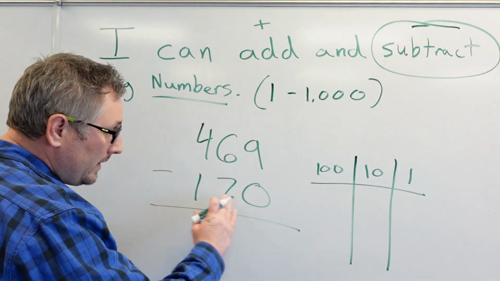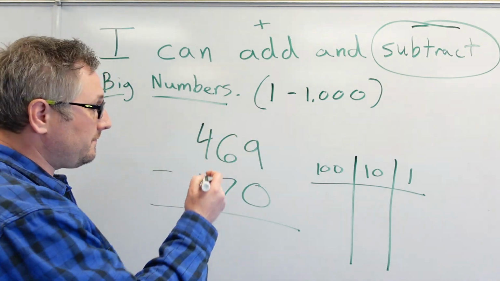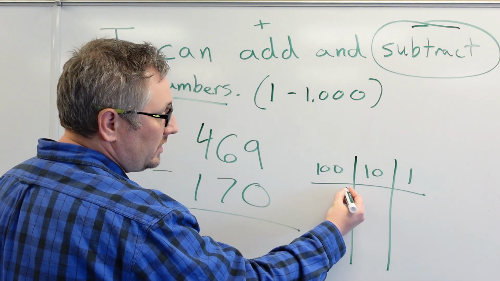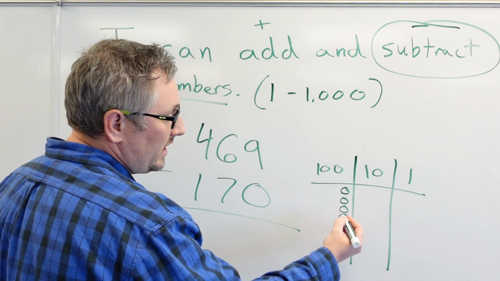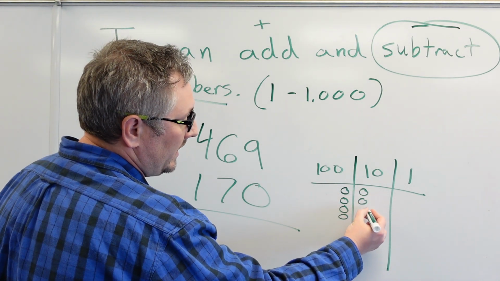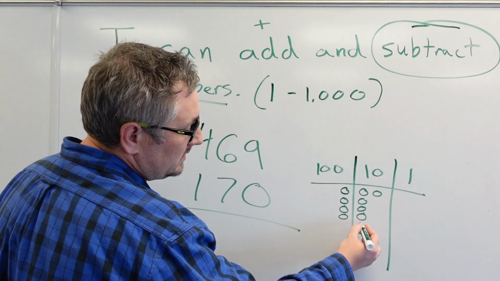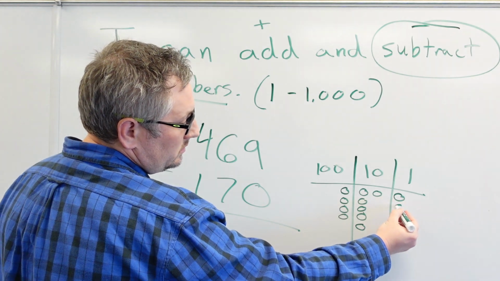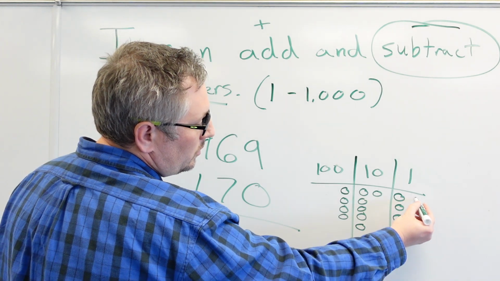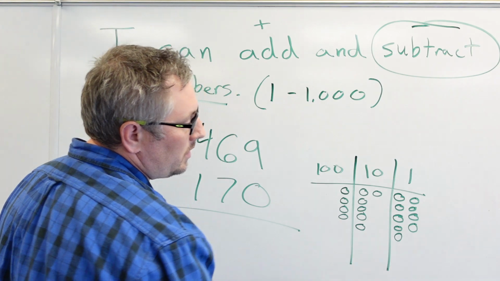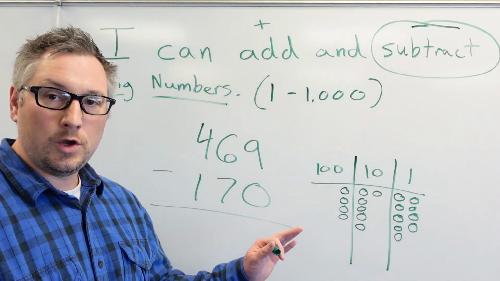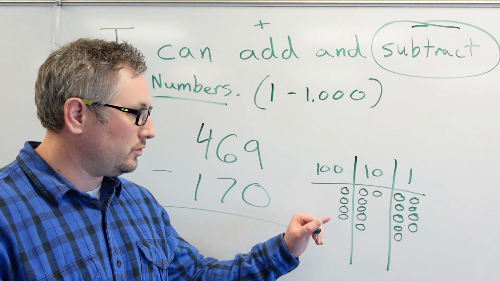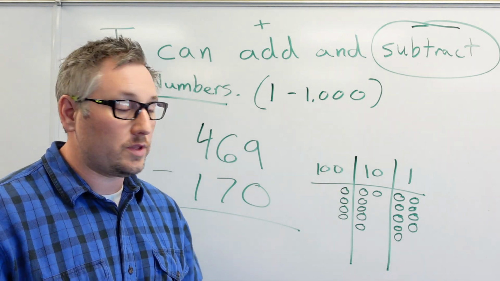Now our number, our whole, is 469. We can make that on a place value chart. I have 4 hundreds. I have 6 tens. And I have 9 ones. I always like to keep my tens and ones grouped into groups of 5. That way I can count them very easily.